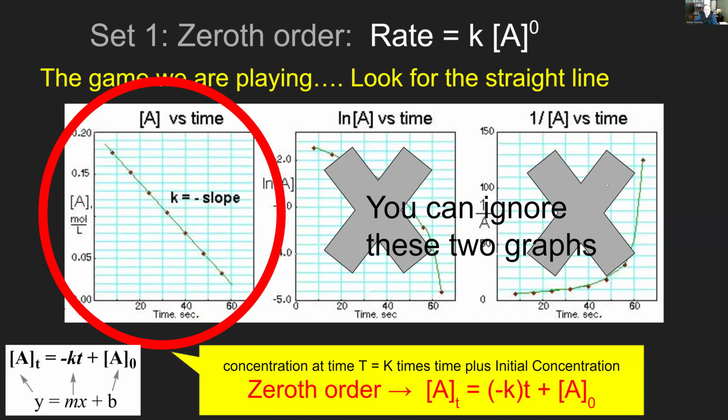So you'll notice that, again, we can still ignore these. In the bottom left corner of your screen, you'll see that it says the concentration of A at time t is equal to the negative k times t plus the concentration of A at time 0. So you'll notice that that follows the y is equal to mx plus b format. So what are we going to use? We're going to use this exact equation: concentration of A at time t is equal to minus k times t plus concentration of A at time 0.